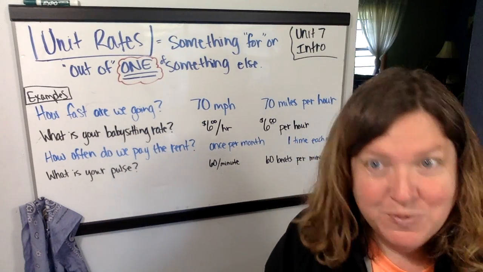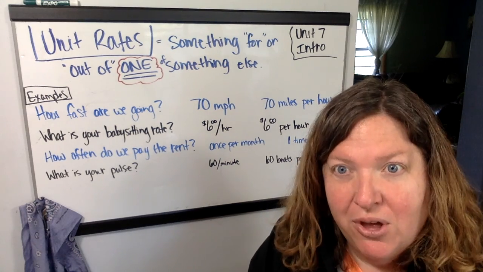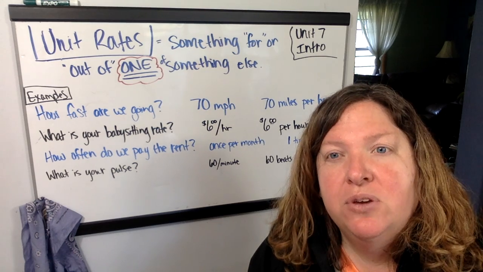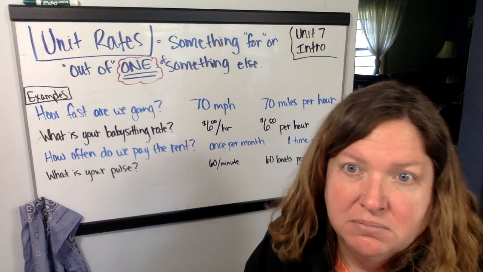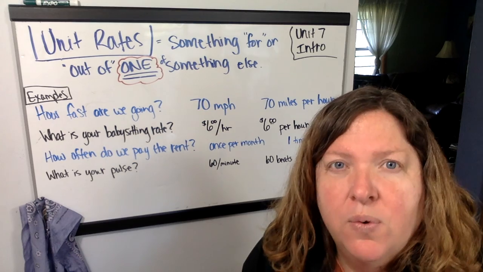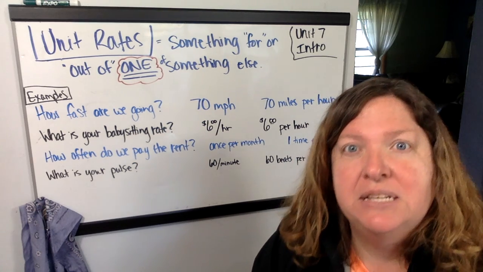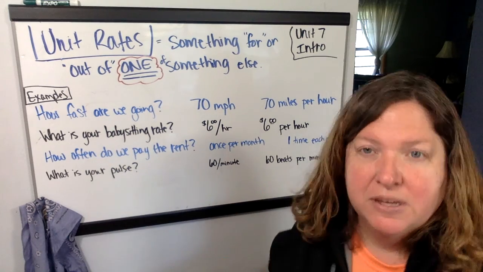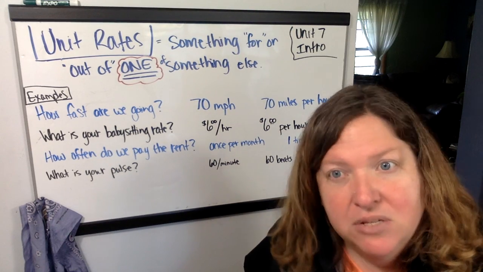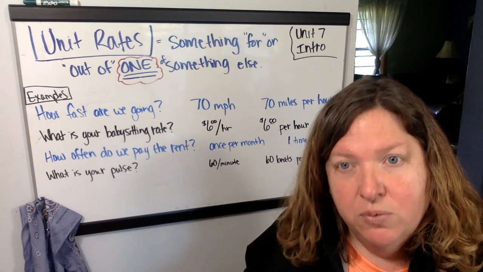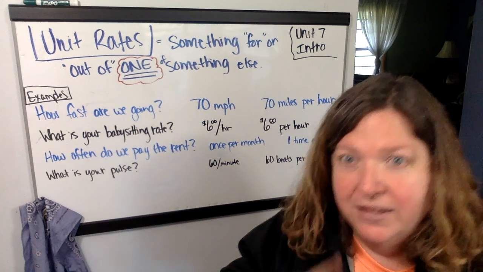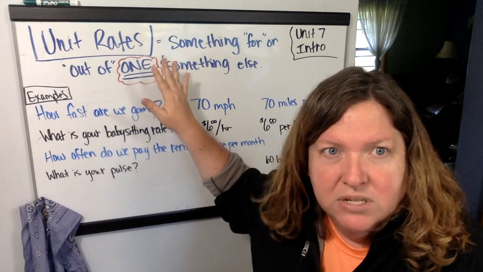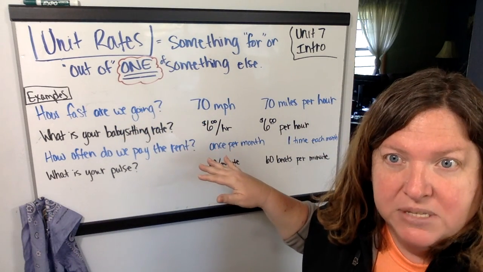Okay, one of the things we started thinking about this fall was unit rates. And remember, the word unit means like one. So when we talk about a unit rate, it means something out of every one of something else. So unit means one, and so a unit rate is out of one of something. That's a little bit hard to understand just with words, but the examples really help us understand it.